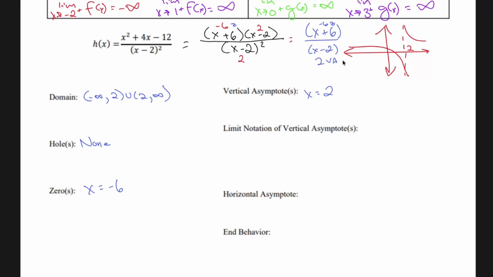The limit notation of my vertical asymptotes is, it appears as I go from the left, I go downward. So as x approaches 2 from the left, h of x goes downward to negative infinity. As I go to 2 from the right, I go to positive infinity. So my limit as x approaches 2 from the right of h of x is going to be positive infinity.